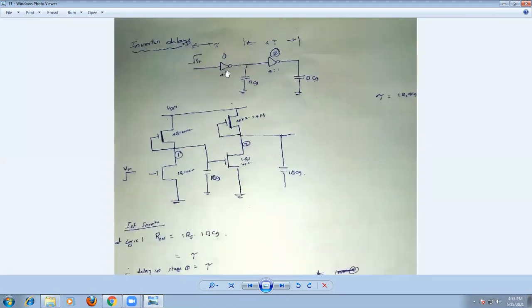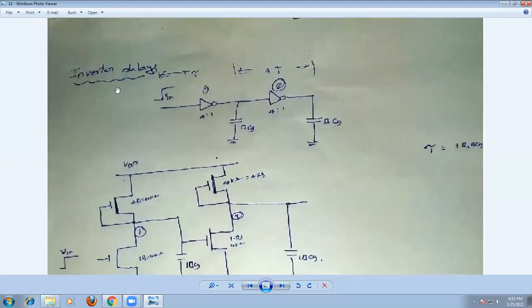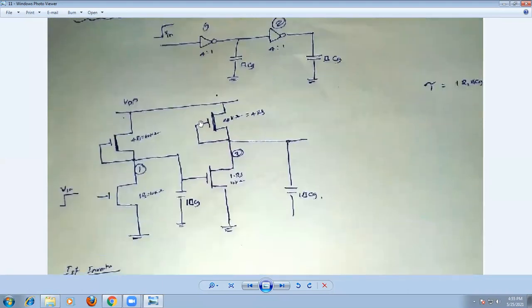Okay, let us consider the inverter circuit. Inverter delay. This is the first inverter, and this is the second inverter. This inverter drives this inverter here, because remember, this is NMOS technology. We are assuming, first, you can draw the circuit like this. This inverter can be represented like this.